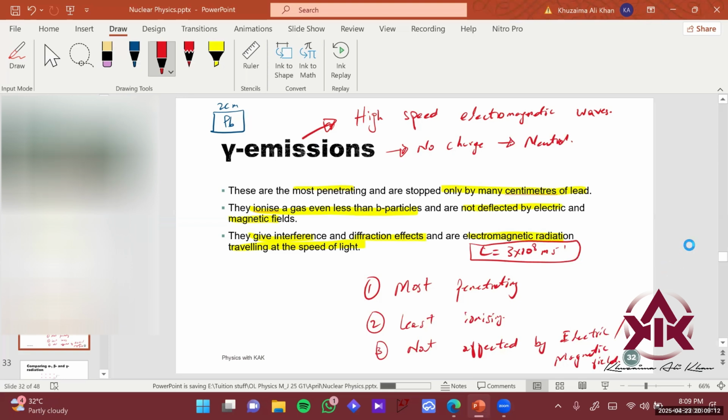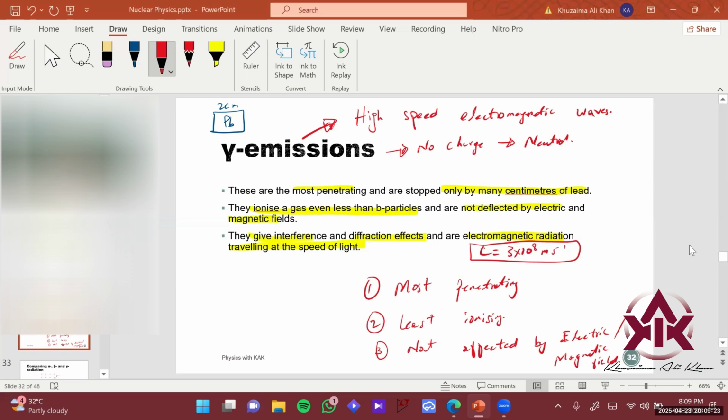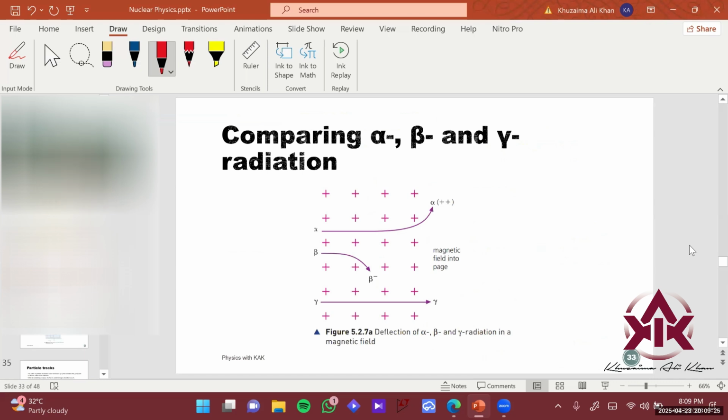So these are the three types of emissions which you have learned, and now you will see the effect of these three radiations under a magnetic field and the electric field line. So these are the three radiations under a magnetic field. The cross shows that the field is into the page. That is, you have a north pole at the front of the screen and south pole inside the screen, right? So it's going in. That is into the page.